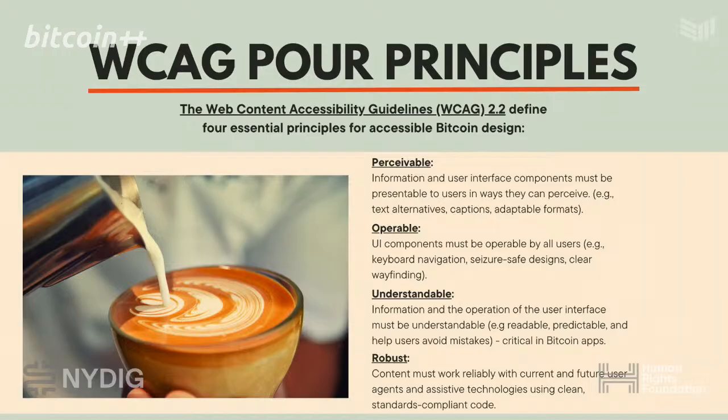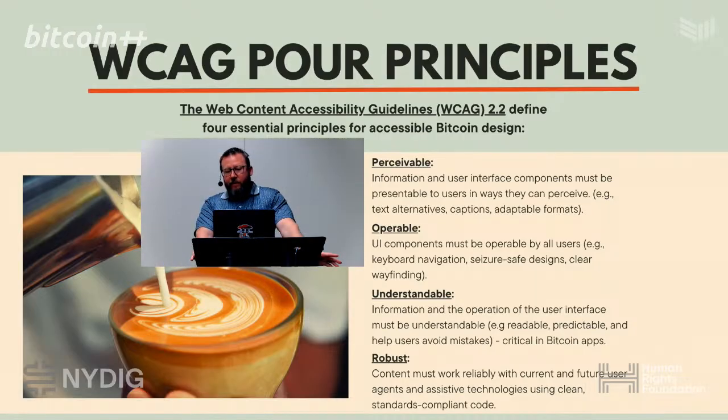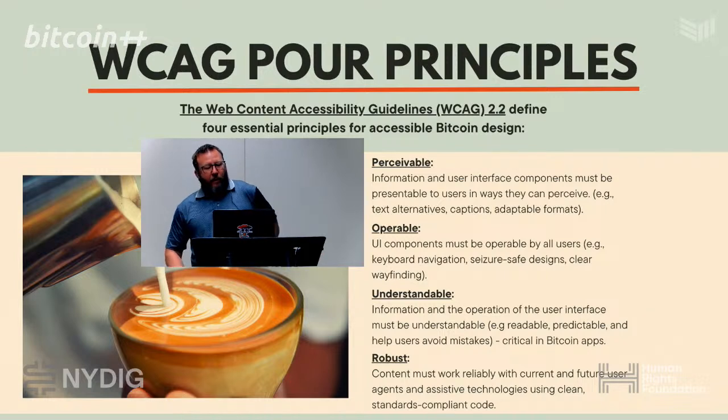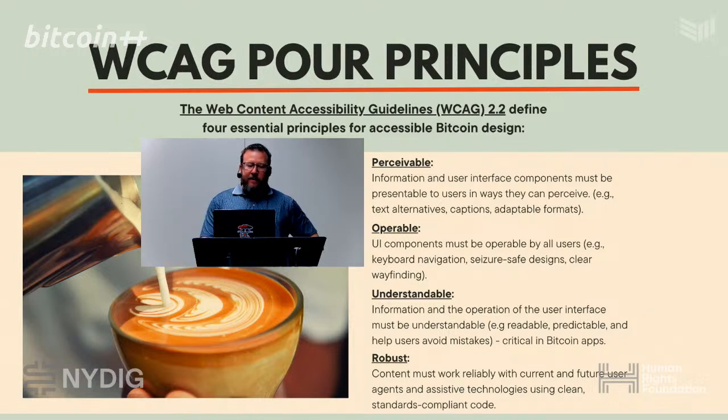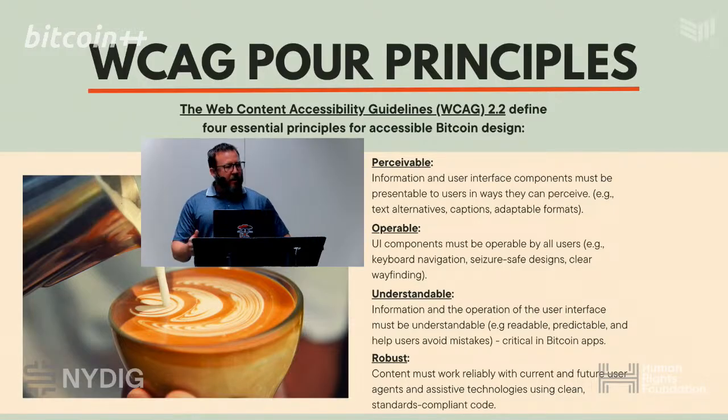Then the other principle is understandable. Information and operation of the user interface must be understandable. So that's just being readable, predictable, and just helpful in avoiding mistakes, right? So that's very critical in Bitcoin applications. And then we want to make sure that our applications are robust. Content must work reliably with current and future user agents and assistive technologies using standards-compliant code. So clean, compliant code that is based on a reference standard, right?